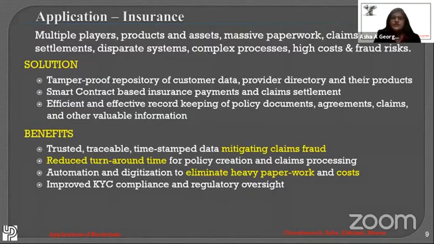With them on the blockchain, you can have traceable timestamped data, which mitigates claims fraud. There is reduced turnaround time and elimination of heavy paperwork, because we all know even today, all insurance claims and insurances are paper heavy, which means administrative work, monitoring, and too much time in KYC compliance and regulatory oversight. This just extends the time before you can get your claims back.